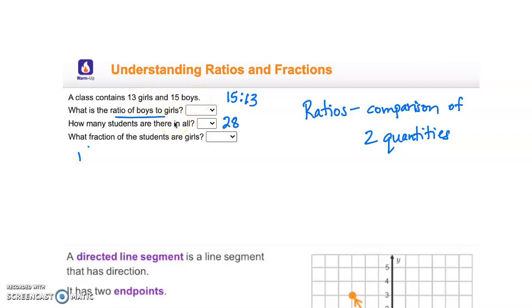When we talk about a fraction, we're talking about the part over the whole. So for the fraction of students that are girls, how many are girls? We have 13 girls, so the fraction is 13 over 28. That's the difference: the ratio of boys to girls is 15 to 13, written 15 colon 13, but the fraction of girls is 13 over the whole.